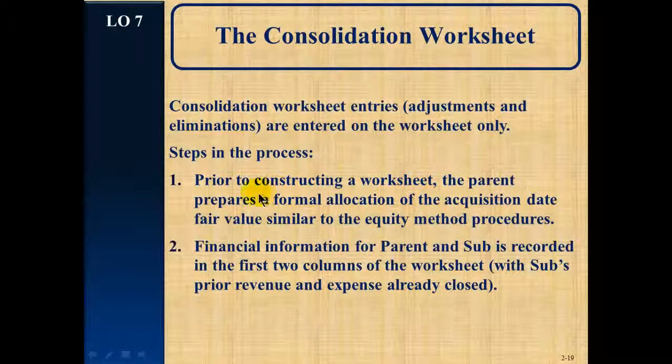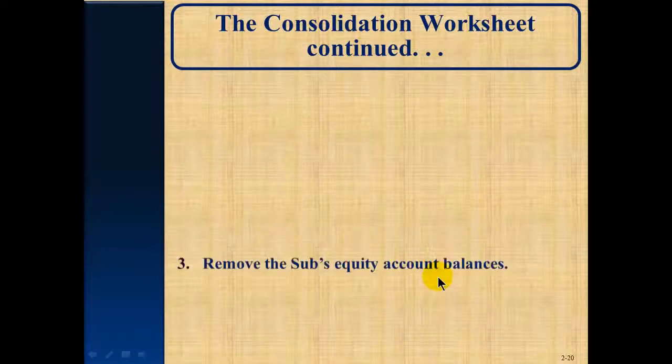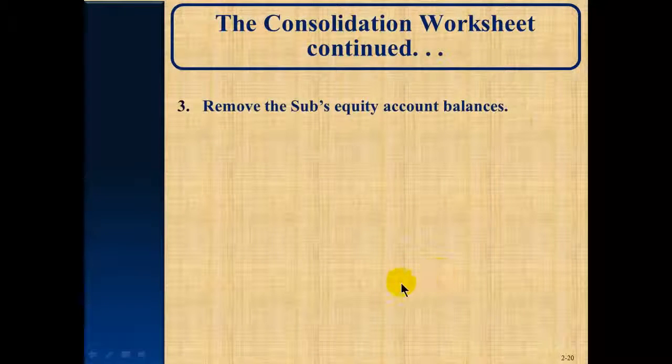So you're going to do an allocation of your acquisition every time that you do this worksheet, and you'll bring in financial information of the parent and sub on the first two columns. Now the sub's prior revenue and expenses are already closed. We're going to show you this. Don't worry about it right now. I'm going to show you this in the comprehensive problem, on what that worksheet needs to look like. I think we're going to actually show it to you on a slide here in a second.